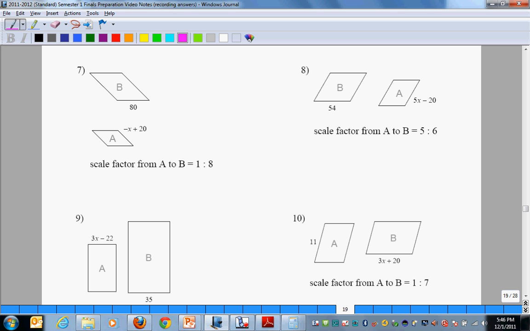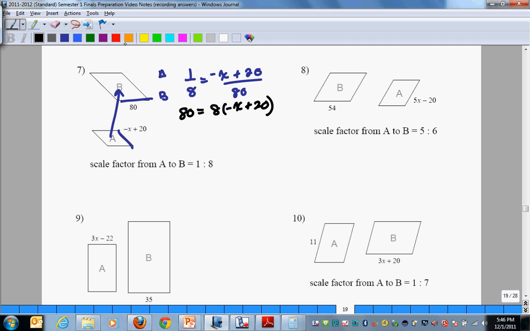Number 7. Our ratio from A to B is given as 1 to 8. So from A to B, it's going to be a 1 over 8 ratio, which equals negative x plus 20 over 80. Cross multiply. And we are going to have 1 times 80 is 80 equals 8 parentheses negative x plus 20.